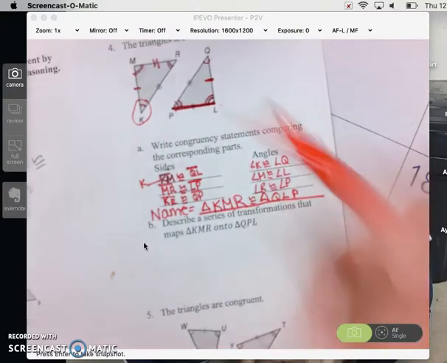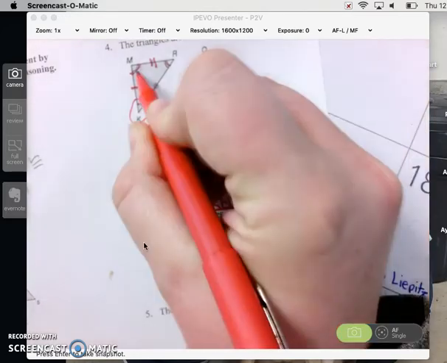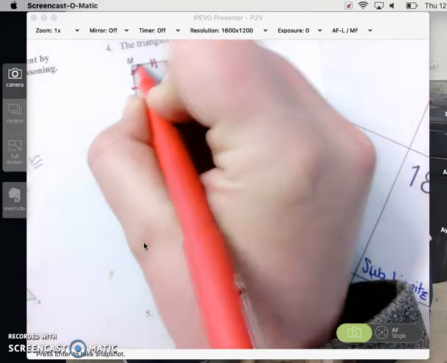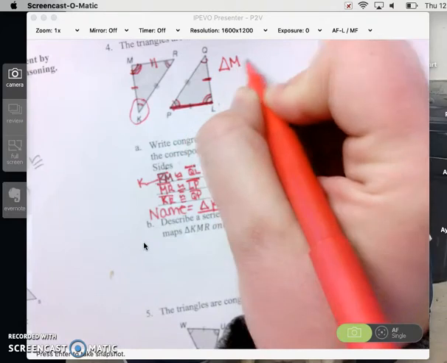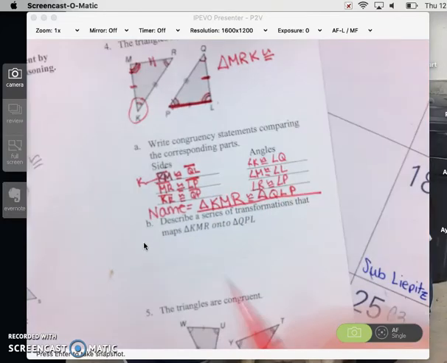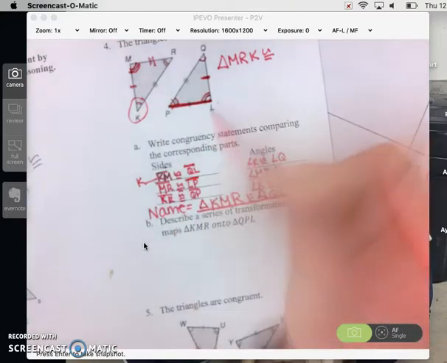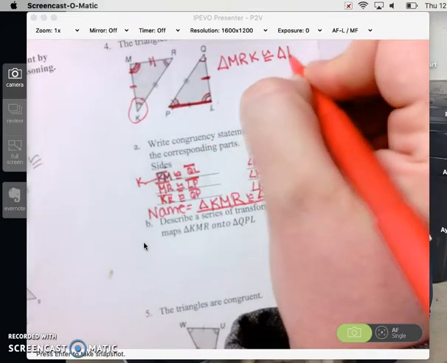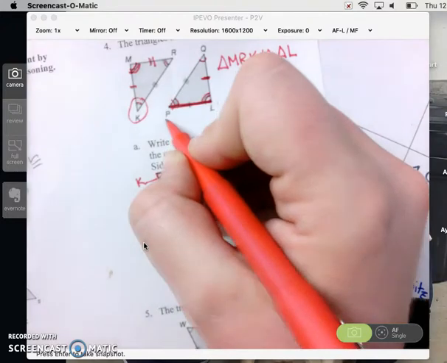I could say I wanted to start with the 2 arcs. So this was the 2. So say I said M, R, and then K is congruent to, then I would have to go to the L, and L would have to be first. L, and then the 3, right? 2.